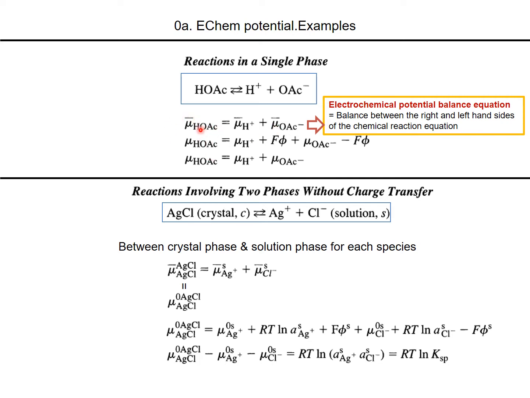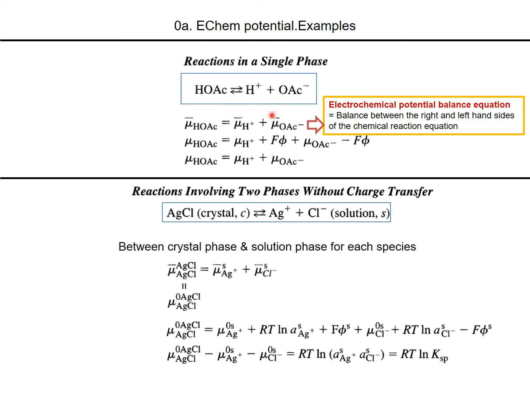The electrochemical potential on the left side is just the chemical potential, because acetic acid has no charge, so you could neglect the electric potential. Then let's go to the right side of this equation. The first term on the right side is the chemical potential plus the electric potential. The charge of proton is +1, so +1 times F times phi.